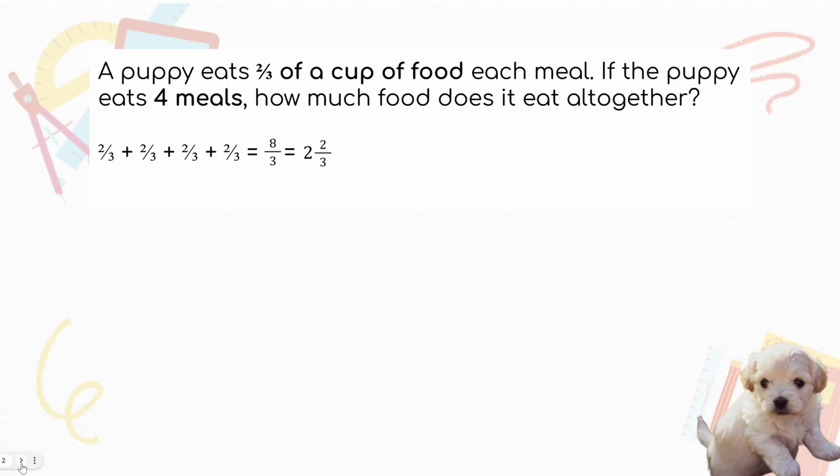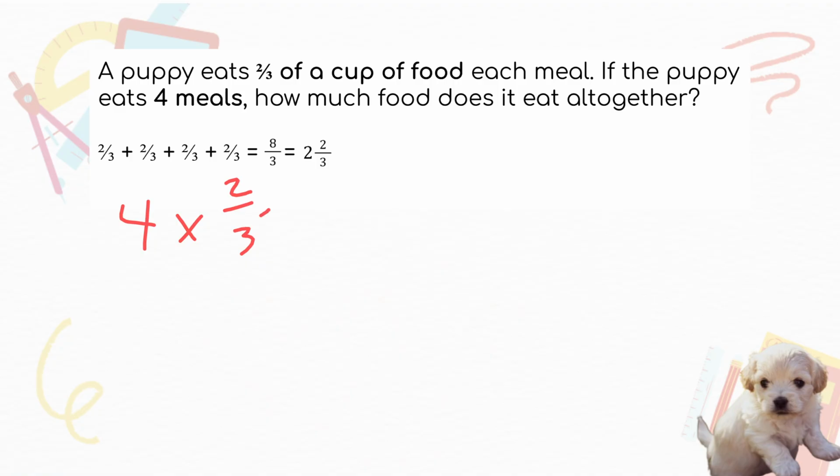Hopefully you remember our cute puppy and his diet, where he eats 2/3 of a cup of food for every meal. And if he eats 4 meals, how much does he eat altogether? That was our question, right? And we talked about how we can use repeated addition to solve and find the answer. And in this case, we said, okay, well, 2/3 plus 2/3 plus 2/3 plus 2/3, that's the same as saying 4 times 2/3, right? I'll just write that right here. 4 times 2/3. That was the same thing as doing repeated addition.